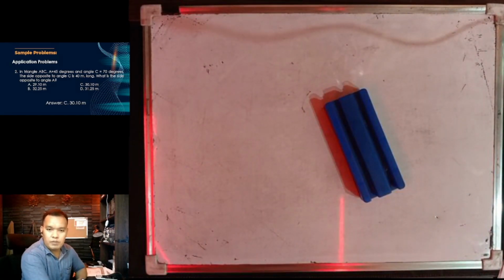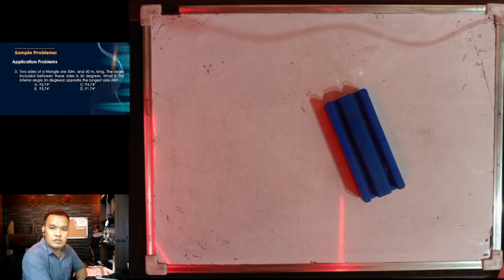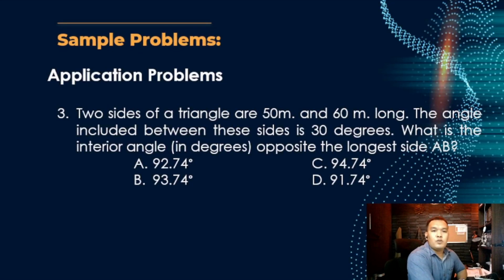We have here problem number 3. Balik natin sa board. Two sides of a triangle are 50 meters and 60 meters long. The angle included between these sides is 30 degrees. What is the interior angle in degrees opposite the longest side AB? The choices are 92.74, 93.74, 94.74, and 91.74.